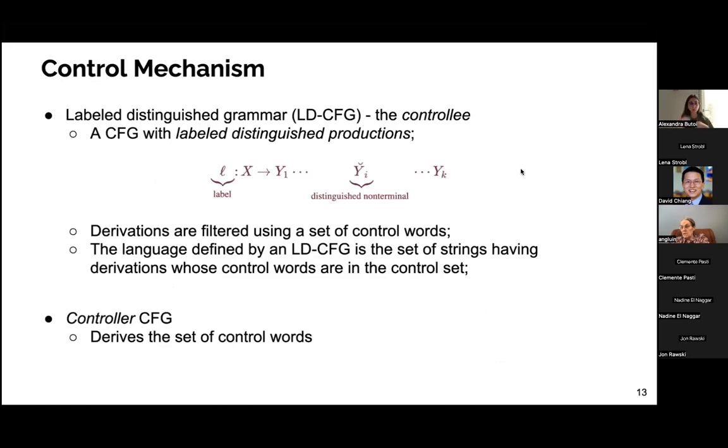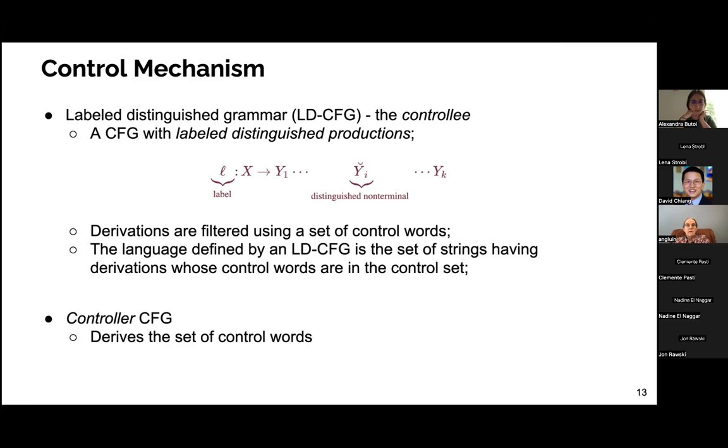And now I'm going to go back to the control mechanism. And I'm going to start with Wire's original control mechanism. So Wire defines the progression in the hierarchy by defining a new type of grammar, which he calls a label distinguished grammar. And we call it the control E because these grammars' derivations are controlled by another grammar.